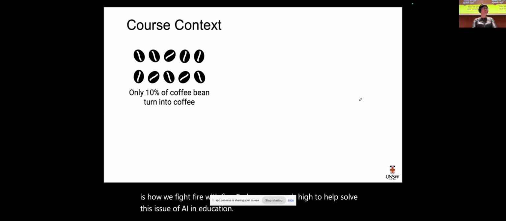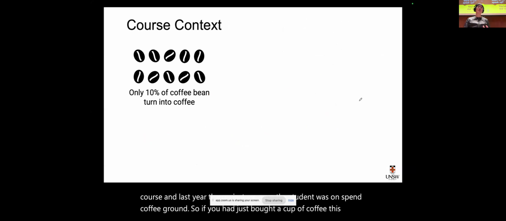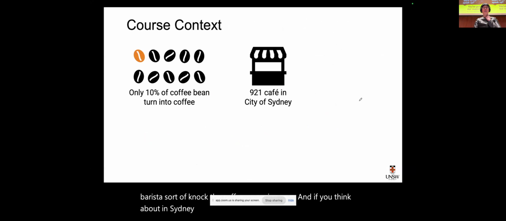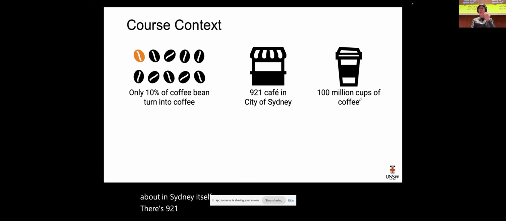Okay, so to give a bit of course context, this is again a design thinking course. And last year, the project we gave the students was on spent coffee grounds. So if you had just bought a cup of coffee this morning, something you should know is of all the coffee ground that went into making that coffee, only 10% end up in the cup. The rest of that ends up in the little bin that the barista knocked the coffee maker thing over. And if you think about Sydney itself, there's 921 cafes, each of them selling about 100 million cups of coffee every year.